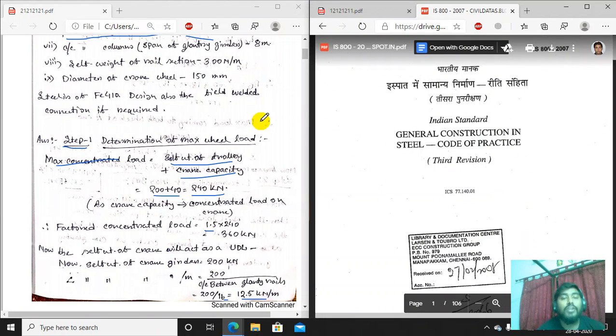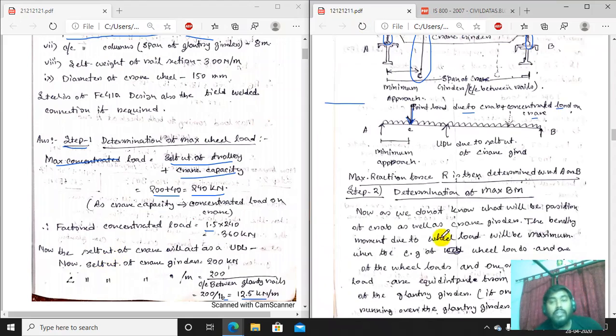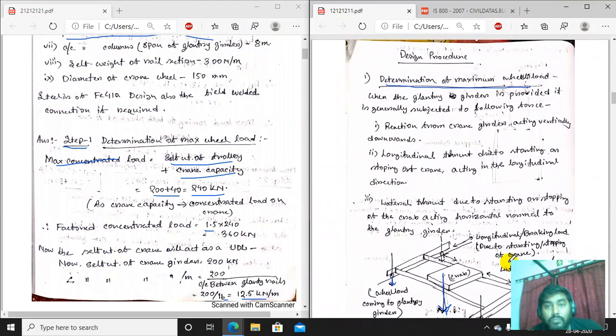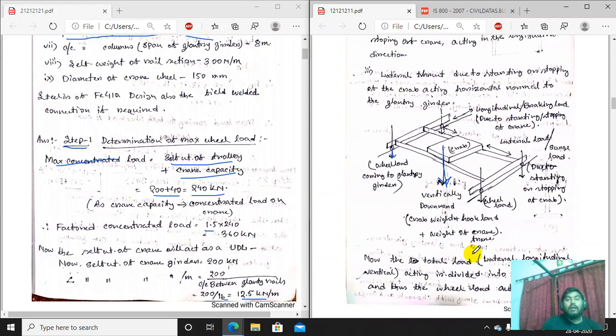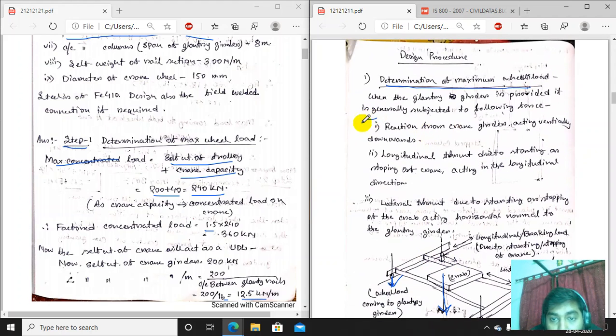The first step is the determination of the maximum wheel load. You see the wheel load that is coming to each wheel: 1 wheel, 2 wheel, 3 wheel. Each wheel will have a combination of these 3 loads: vertical load, lateral load and longitudinal load. But first, the bending moment and the shear force that will actually be acting is due to the vertical load. So first we will determine the vertical load. How to determine the vertical load, we will see now.